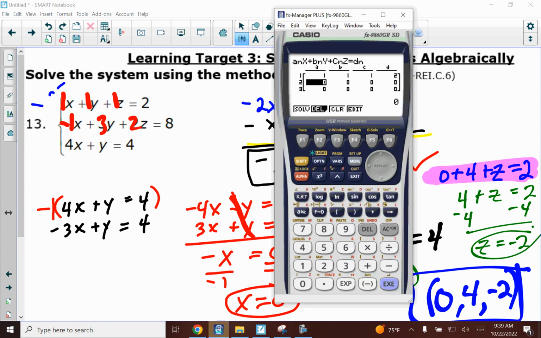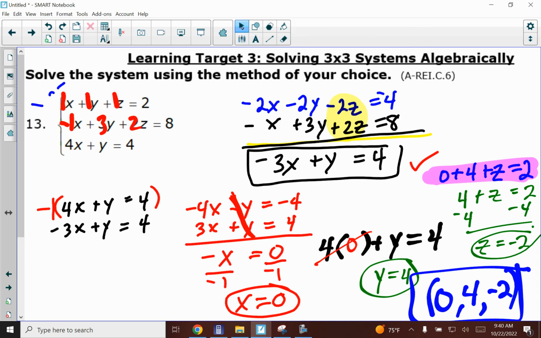So I'm going to stick in a -1, a 3, +2, and a +8. Now here's the part where you need to be careful. If you guys notice the problem, these problems are in order. Let me erase all this again.